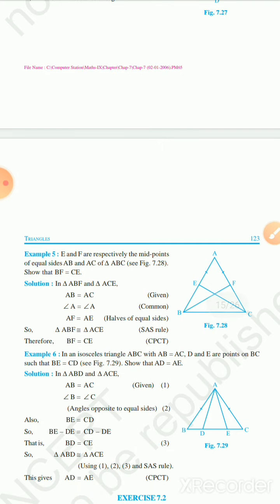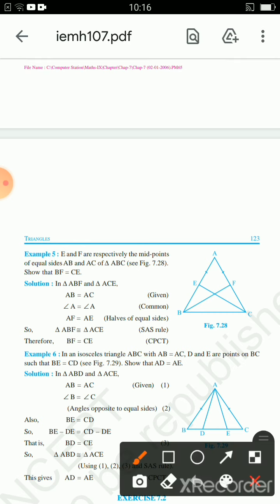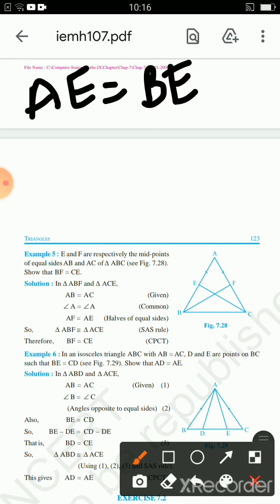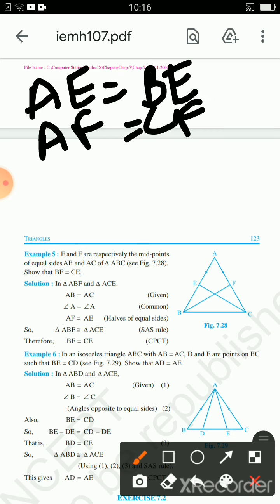Now let's come to example number 5. E and F are respectively the midpoints of sides AB and AC of triangle ABC. So the given data is E and F are midpoints. So AE is equal to BE and AF is equal to CF. It is given to you. You have to show that BF is equal to CE.